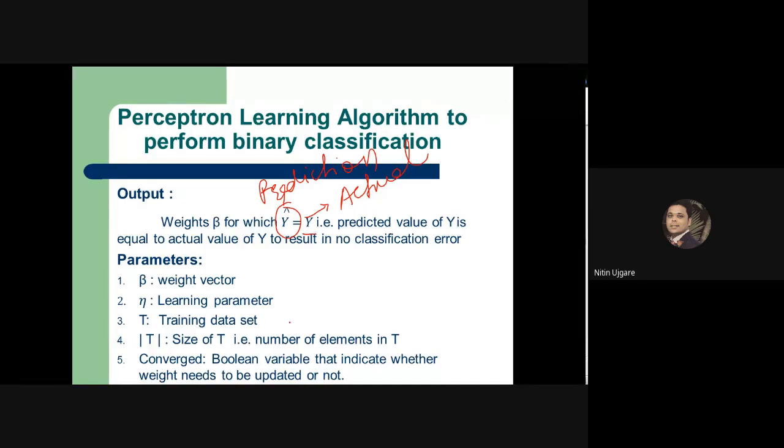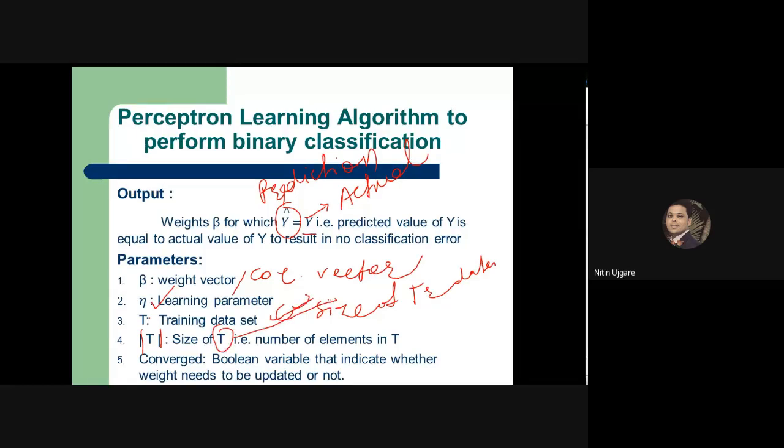Okay, now the parameters that we are going to use as part of this algorithm will be beta, that is the weight vector. It is also called the coefficient vector. Eta is the learning parameter. T is the training data set, and this vector of T represents the number of elements, or the size of T.